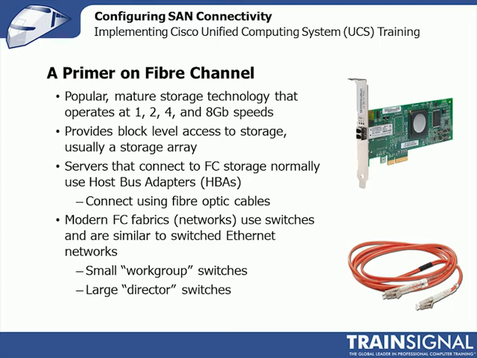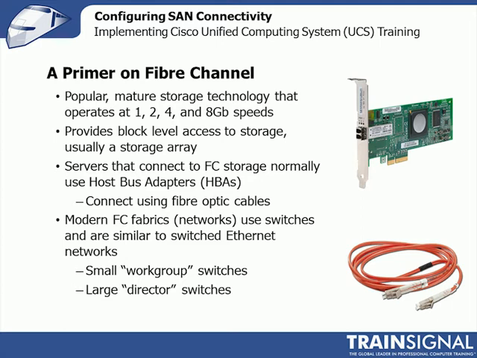Modern Fibre Channel fabrics or networks use switches, and there used to be Fibre Channel loops and some other sorts of topologies, but now everything's based on switches, and they're very similar to switched Ethernet networks. We have two classes of switches. We have the small workgroup switches. These are 1U and 2U top of rack type switches. They're normally 16, 24, 32, or 48 port size switches. Then we have the large director class switches, these big chassis switches like Cisco's MDS 9506s, 9509s, and 9513s. Large chassis switches, very high speed, very high performance, very resilient.